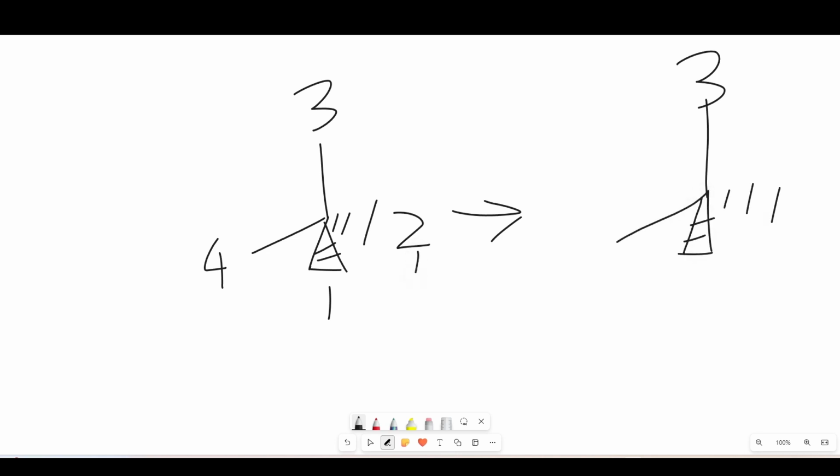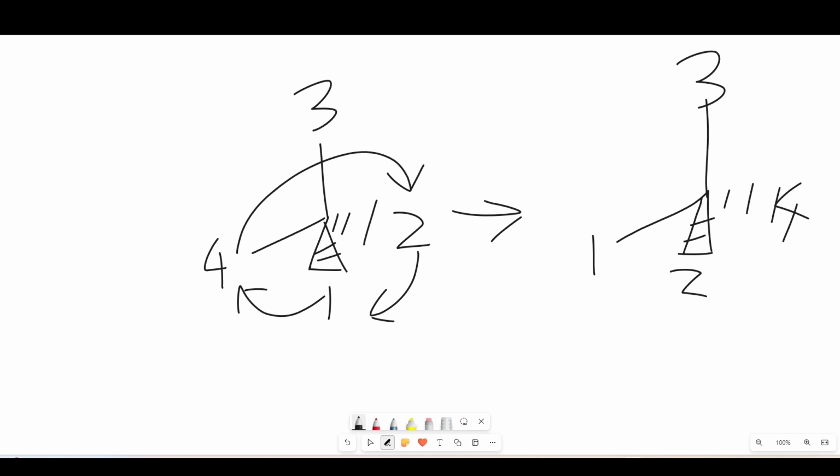But now, this 2 is going to take this spot. The 1's going to take this spot, and it's going to go like this. So, I'm going to have 2 here, 1 here, and 4 here. Now we see, and I'm going to draw my arrows again. So we're going counterclockwise, and our fourth priority is in the back. So therefore, we have an S configuration. So there you have it.